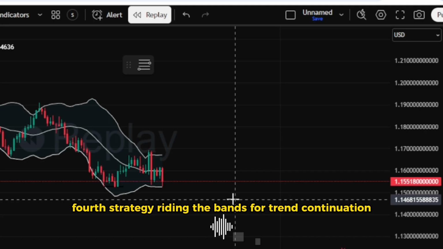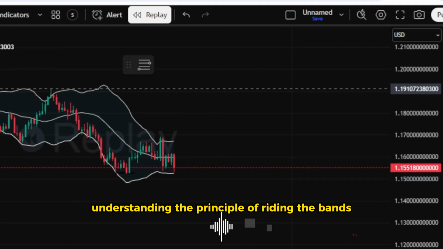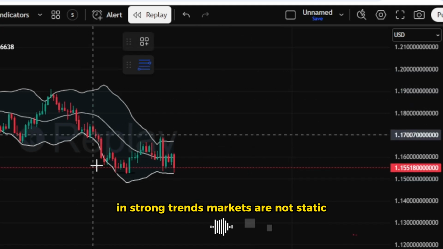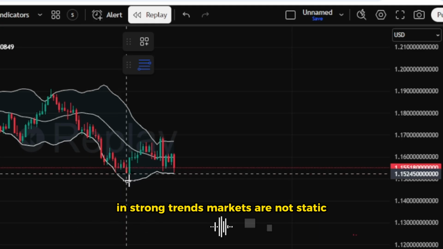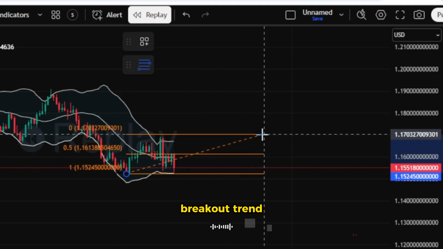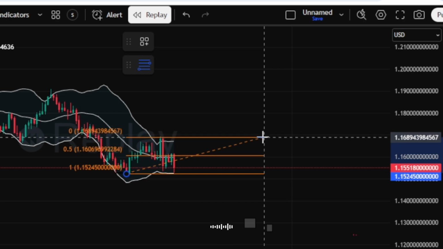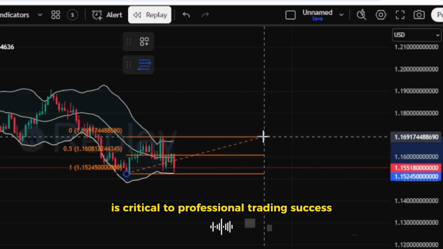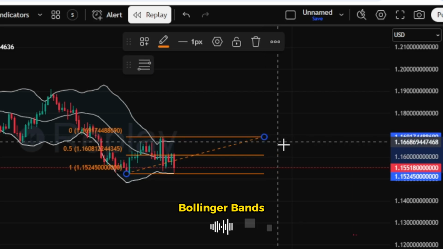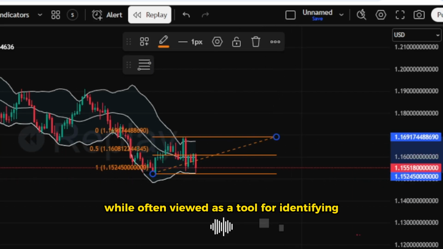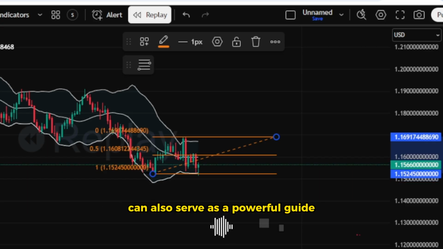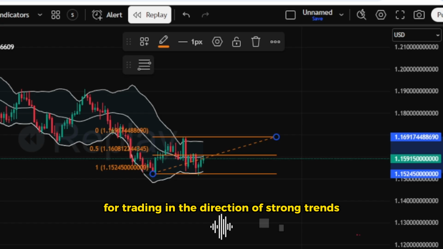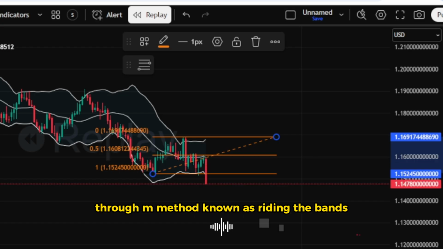Fourth strategy, riding the bands for trend continuation, understanding the principle of riding the bands in strong trends. Markets are not static. They move in cycles of accumulation, breakout, trend, consolidation, and reversal. Recognizing these phases and adapting strategies accordingly is critical to professional trading success. Bollinger Bands, while often viewed as a tool for identifying overbought or oversold conditions, can also serve as a powerful guide for trading in the direction of strong trends through a method known as riding the bands.